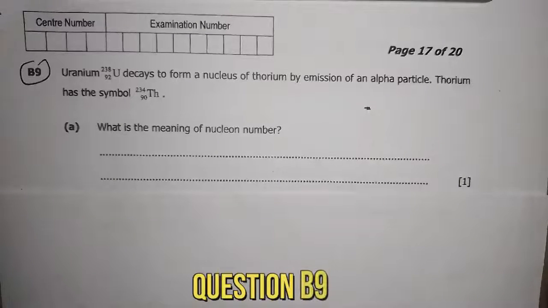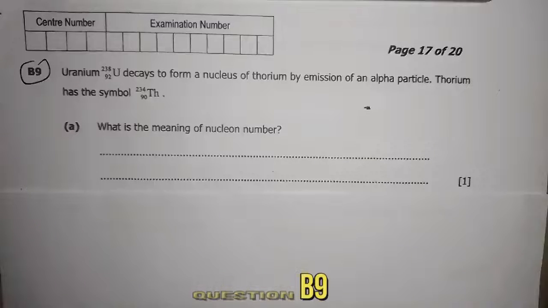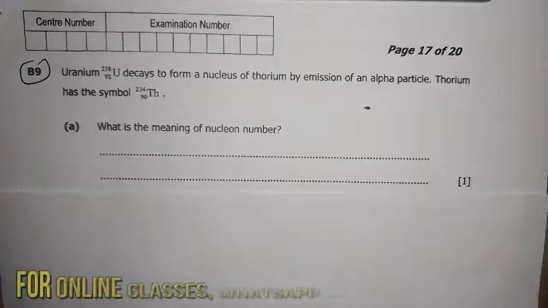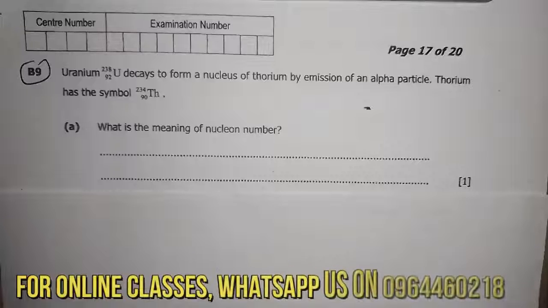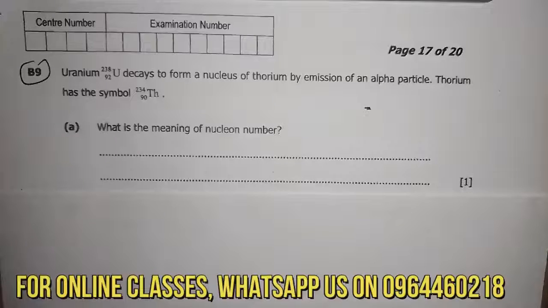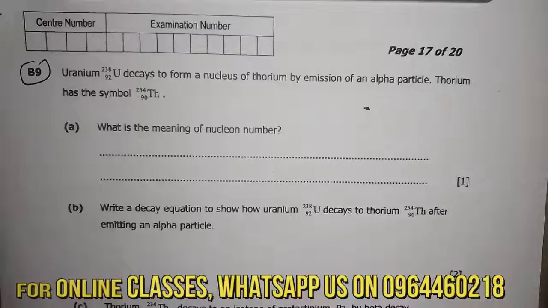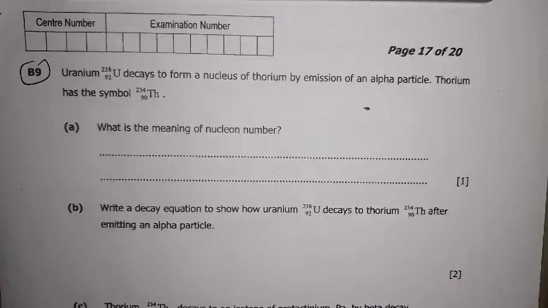So now the question reads, uranium-238-92 decays to form a nucleus of thorium by emission of an alpha particle. Thorium has the symbol 234-90Th. A: What is the meaning of a nucleon number?